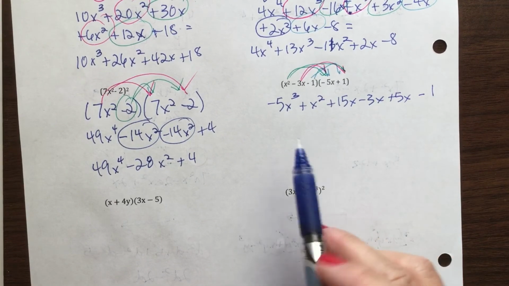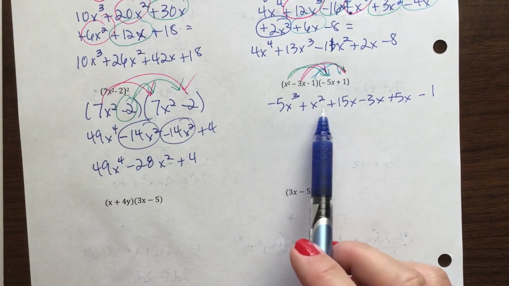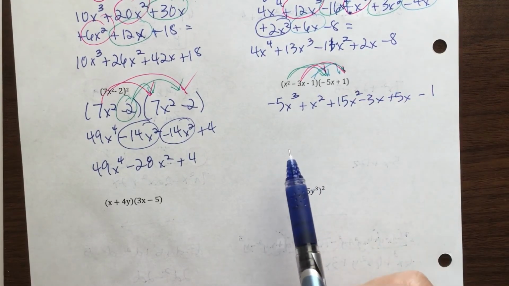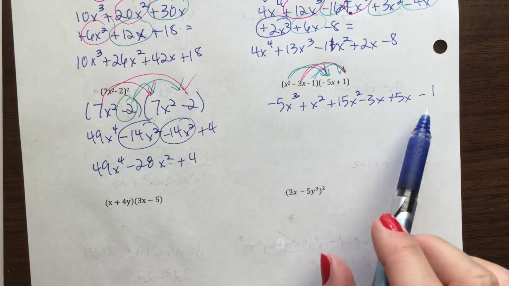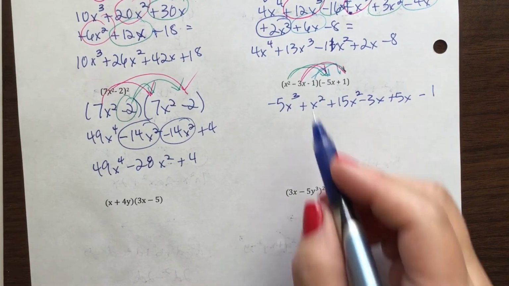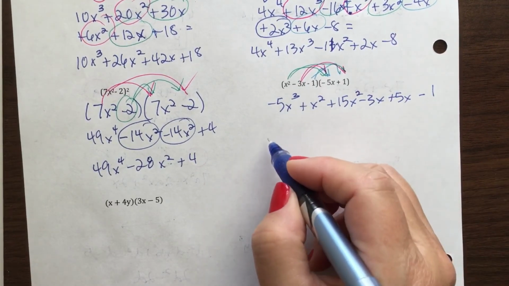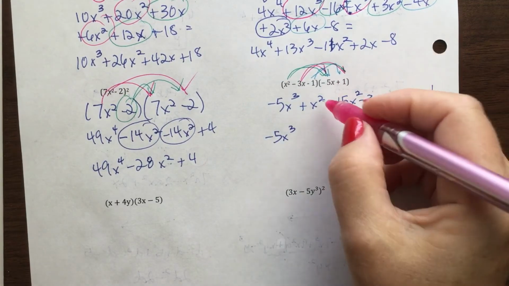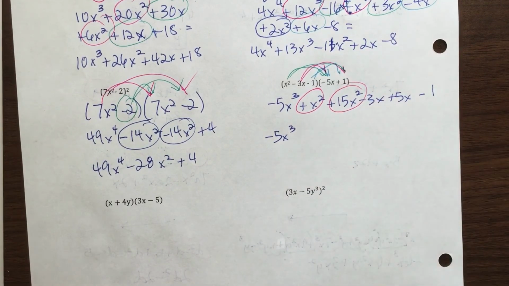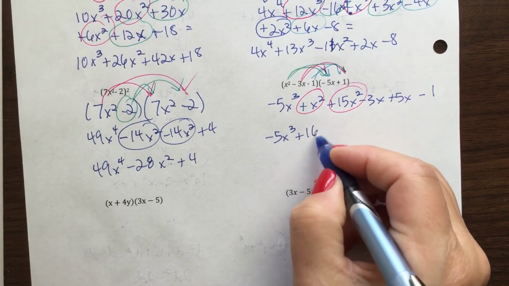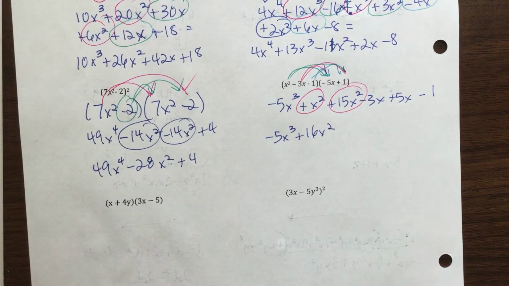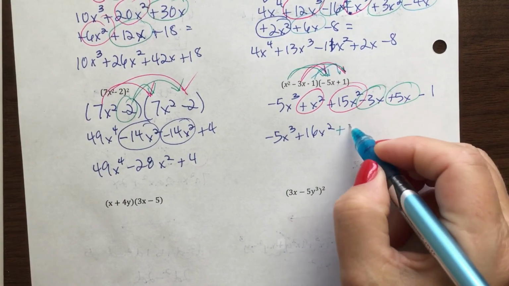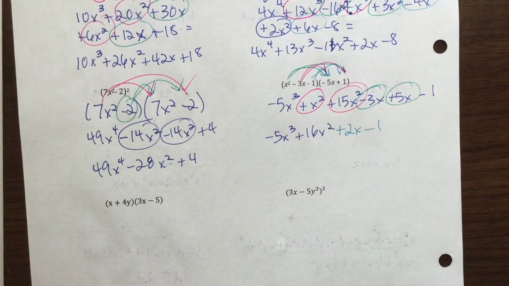So hopefully I got all, I'm really trying to hurry here, making sure I got all my signs right. Oh, that should be squared. Okay. So now that front term and that back term probably won't have anything to go with them, but I don't see any x to the thirds, any other x to the thirds. But I do see x squared, x squared. So 1 and 15 makes 16x squared. And then I do see negative 3x and positive 5. So plus 2x and then minus 1.